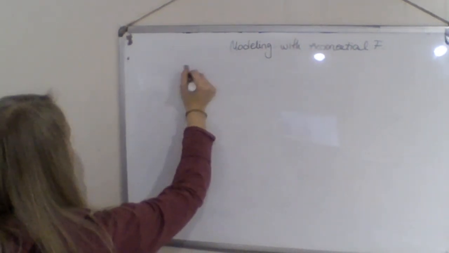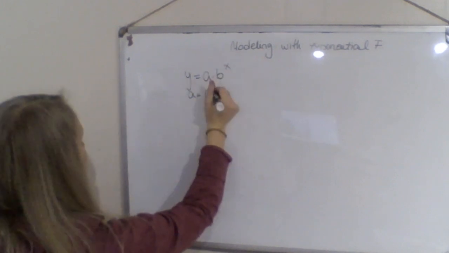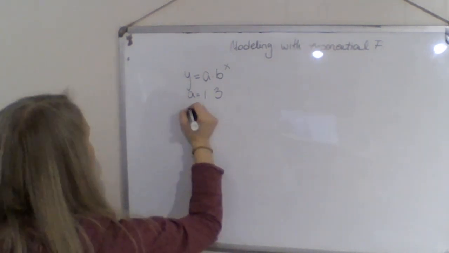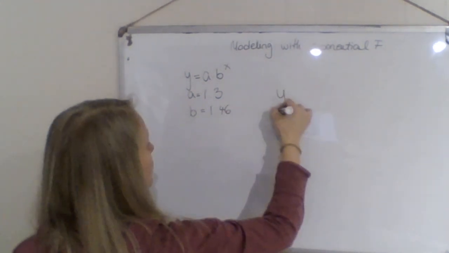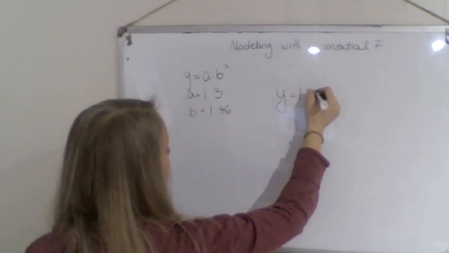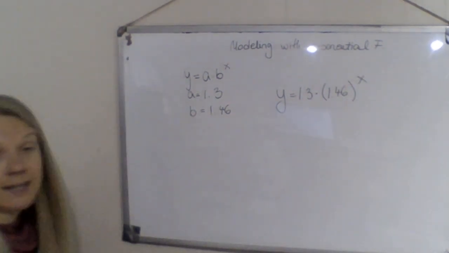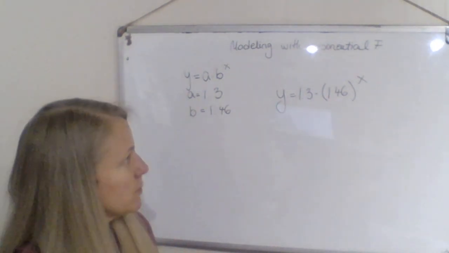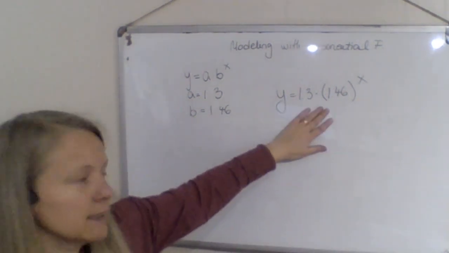Here's what the calculator gives me: y equals a times b to the x, where a is 1.3, and I'm just going to use 3 decimals, and b is 1.46. So my function is y equals 1.3 times, parenthesis, 1.46 to the x power, and that's it. This is probably one of the easiest things you're going to have to do. It's just time consuming to put your numbers in. Make sure you put them correctly, but that is your answer. If you look in the book, it's the exact same answer.